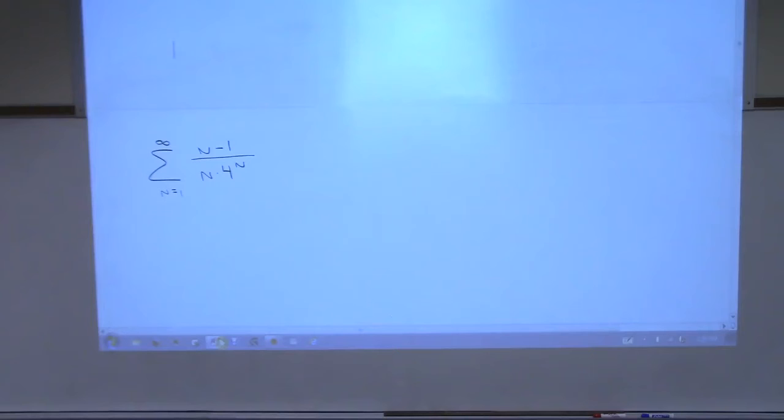So let me change this to a 3. This is still a convergent p-series. I come over here, I change this to a 3. I change this to a 3. And now the inequality holds. Make sense? So what's the conclusion? Therefore, the original series converges. I'm just going to put CONV for converges the rest of the day.